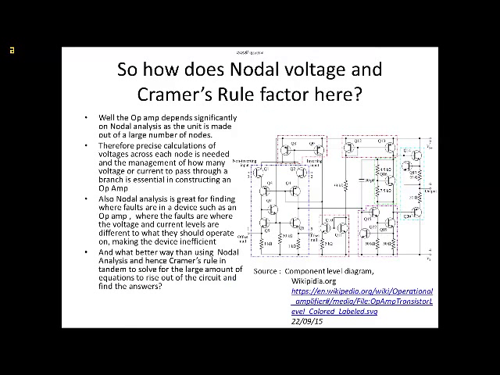The op-amp depends significantly on node analysis as the unit is made out of a large number of nodes. Therefore, precise calculations of the voltage across each node are needed. Also, node analysis is great for finding where faults are in devices such as the op-amp. And what better way than using node analysis and hence Cramer's Rule in tandem to solve for the large amount of equations to figure out the circuit.